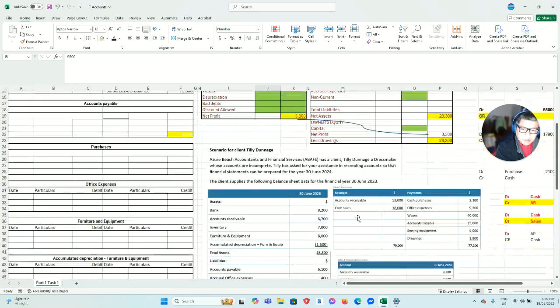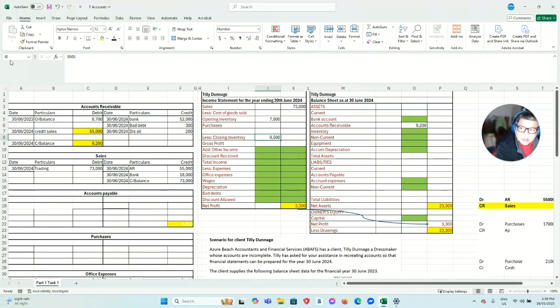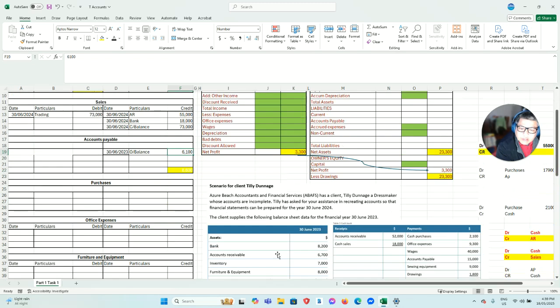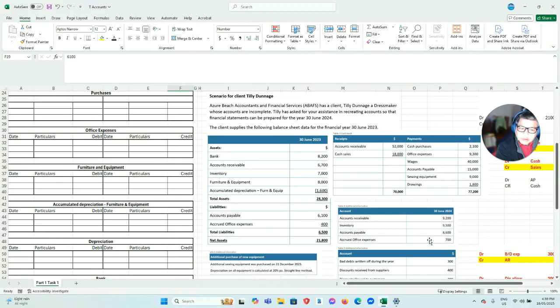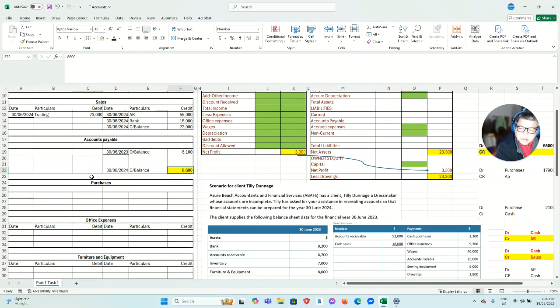So look at the accounts payable opening balance, given 6,100. Accounts payable is a credit account, so it's going to start with the credit side, opening balance. The ending balance is also given. The accounts payable ending balance should be 8,600. So that's the amount we need to get. But we don't know in here, so we need to find it in the running balance.